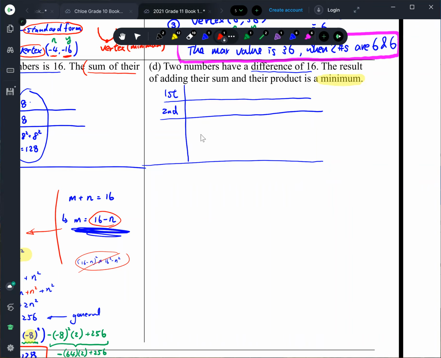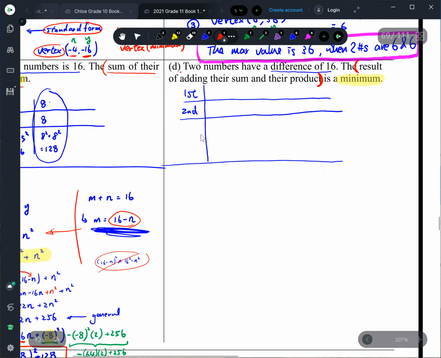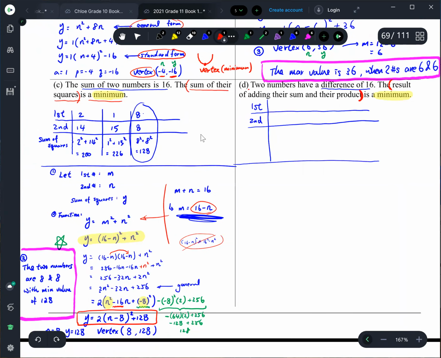Adding their sum and their product, okay? So it's the whole thing here. The result of adding their sum and product, this whole thing in the bracket, okay? You want to make that minimum. So compare with question C, right? Question C is saying the sum of their square is minimum. This time it is the result of adding their sum and their product that is minimal.